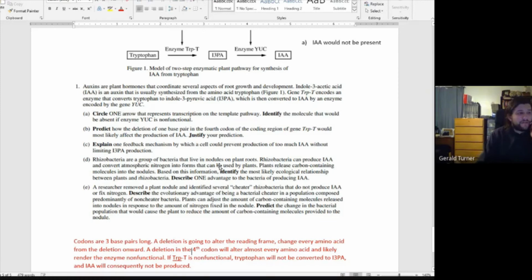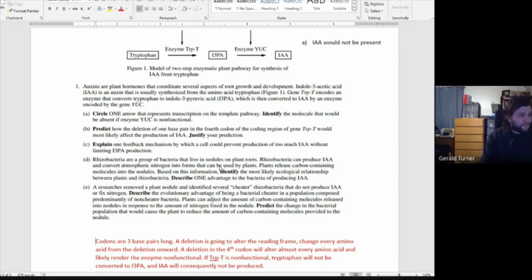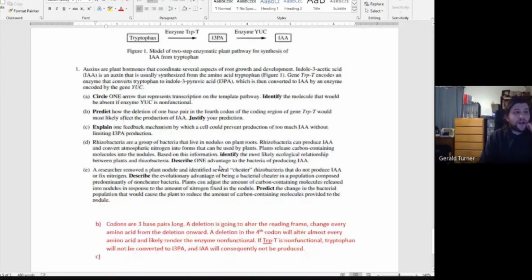So part C is asking us about a feedback mechanism by which a cell could prevent the production of too much IAA without limiting I3PA production. So this is where we would be looking at some kind of feedback inhibition setup. So this goes back to when we were talking about enzymes, reactions, and inhibitors, and all of that.